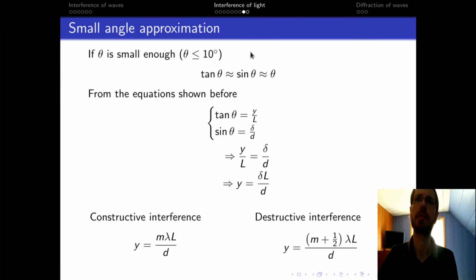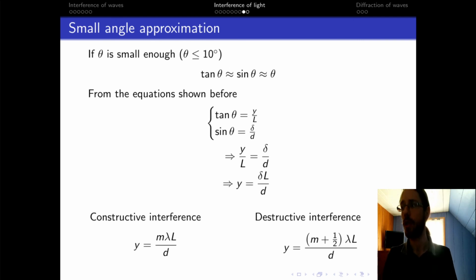So if we have a small angle, we discussed in the pendulum that the sine of an angle was equal to the angle itself, but we can also demonstrate, using that the tangent is a sine over a cosine, that it is also true for a tangent. The tangent will also be approximately equal to the angle, so both will be approximately equal.